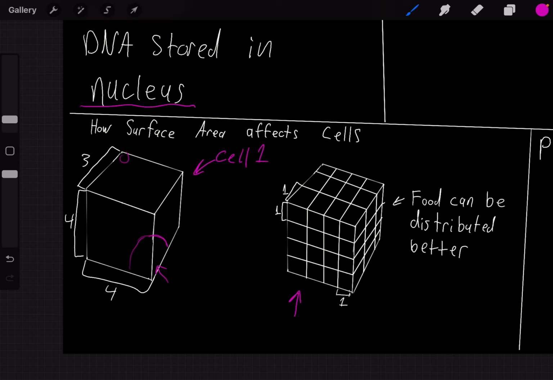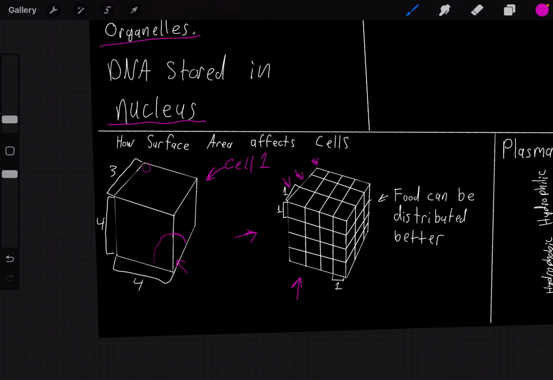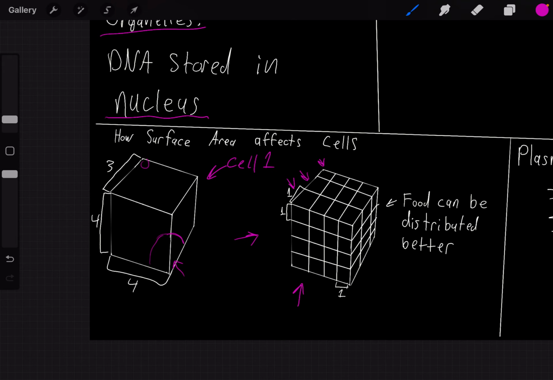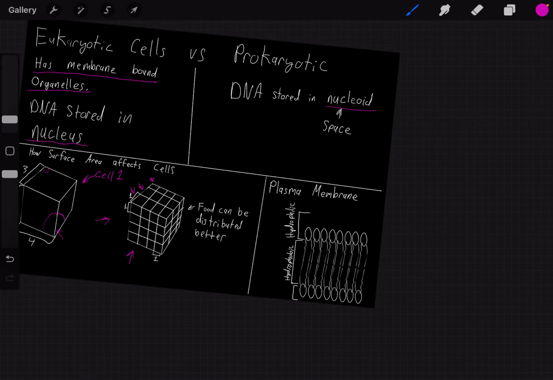So what they do is they break the cell down into smaller cells, with a smaller surface area each, so that some food would go into that cell, some food would go into that cell, some food would go into that cell, and it all works out better. That's all you have to know about surface area. It's just better for food distribution.